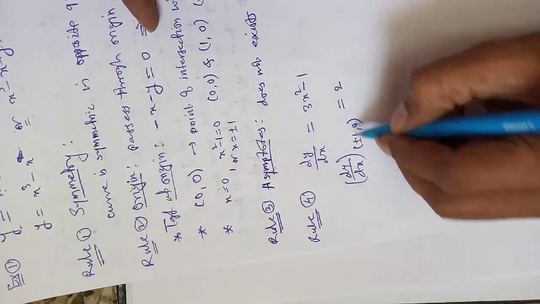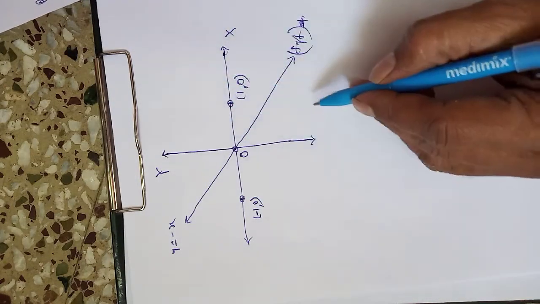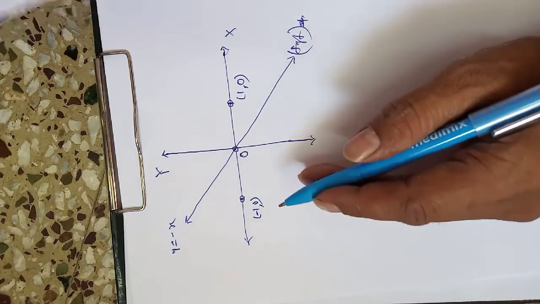So what does it mean? That tangent at these points are not parallel to y-axis and x-axis. Right?